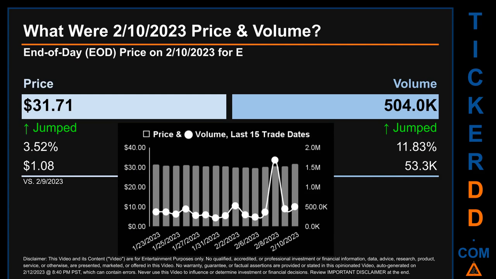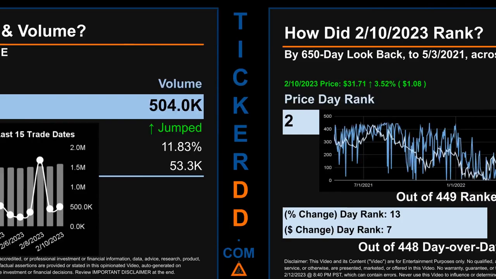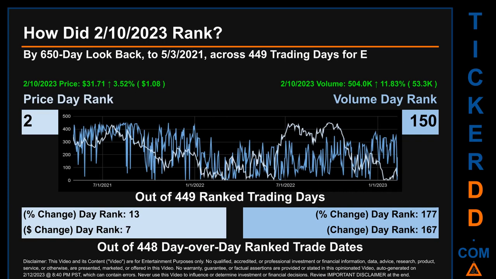The graph shows price and volume for the last 15 trade dates. Across a range of $2.14, the max and minimum end-of-day price were respectively 31.71 and 29.57. Volume saw a range of 1.5 million, from a day low of 220.4 thousand to a day high of 1.7 million.